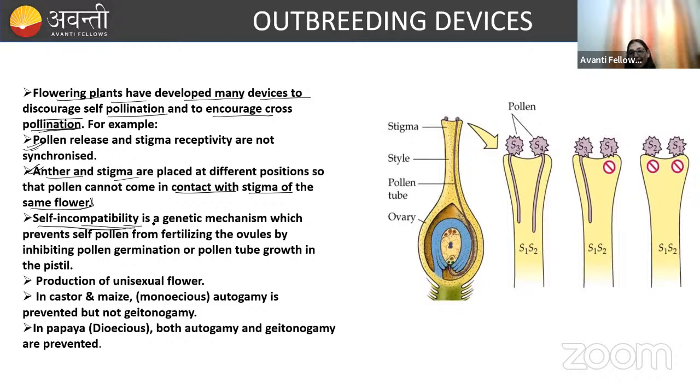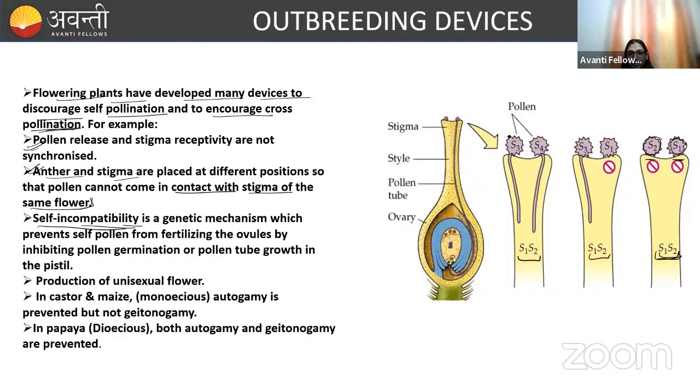Self-incompatibility. Self-incompatibility is the genetic mechanism by which the pollen from the same flower cannot germinate on the stigma of the same flower. For example, as you can see in this image, the stigma has a molecular configuration of S1 and S2. So the pollen having the S1 or S2 molecular configuration won't be able to germinate on the same stigma. There is a rejection taking place at a molecular level. This is what we call self-incompatibility.